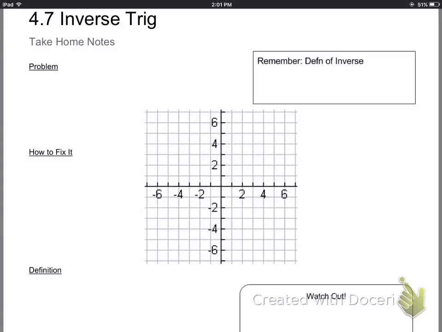Hey guys, today we're going to learn about inverse trigonometry. And so we're going to look at specific functions and take their inverses. So let's start with sine. In fact, this whole packet I'm going to do with you guys with sine, and then I'll let you look at cosine and tangent and others on your own.